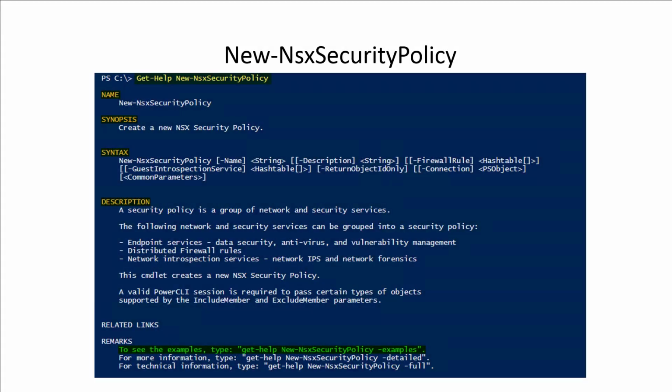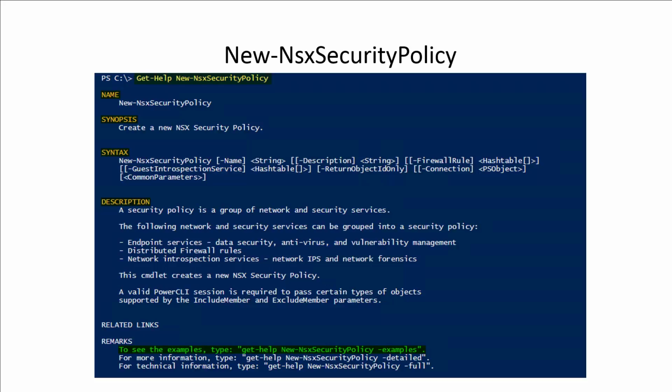Next up is the New-NsxSecurityPolicy commandlet, which creates a security policy and uses the following parameters: name, description, firewall rule, and guest introspection service. The firewall rule parameter accepts a hash table and passes that information to the previously discussed New-NsxSecurityPolicyFirewallRuleSpec commandlet using the splatting technique.